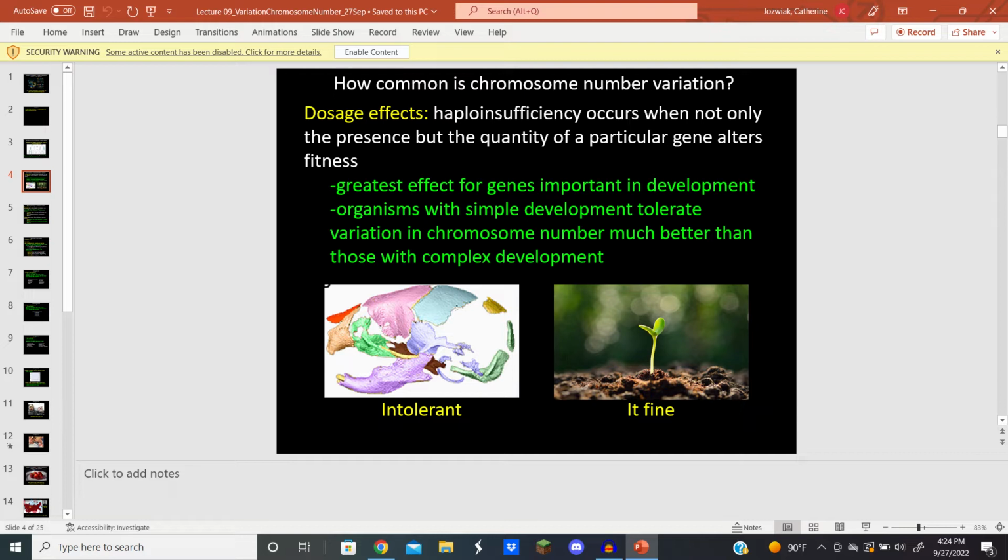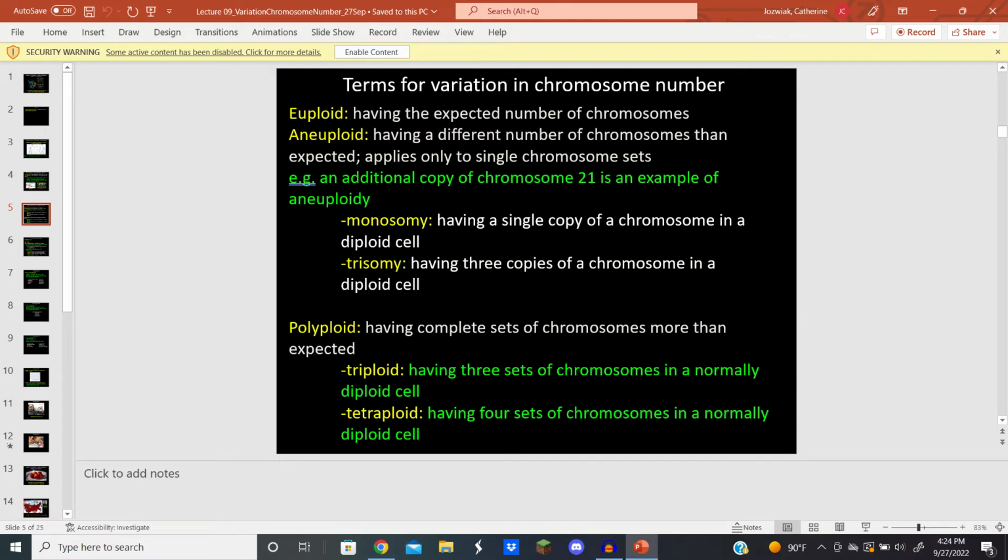And so organisms with complex development, like mammals and insects, most of the animals, often really suffer from aneuploidy in a way that more simply developing multicellular eukaryotes don't. So when we see aneuploidy, it generally is not that damaging in organisms like plants and fungi, and it can be super damaging in organisms like animals.